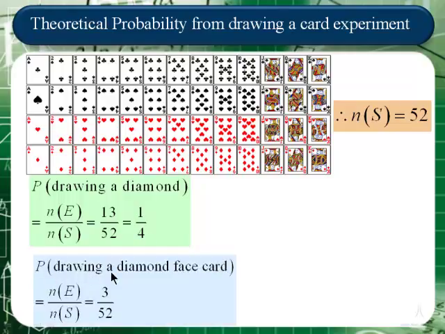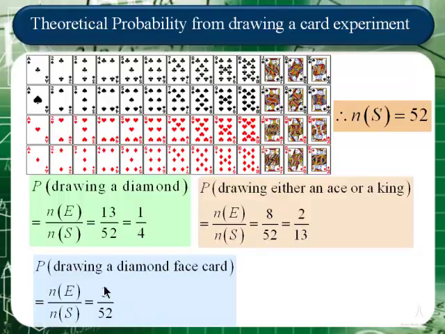The probability of drawing a diamond face card. Now, the diamond face cards are the Jack, Queen, and King of diamonds. So there are 3 outcomes in this event: Jack of diamonds, Queen of diamonds, or King of diamonds, while the cardinal number of S is still 52. And this, of course, you can simplify to a percentage or a decimal.